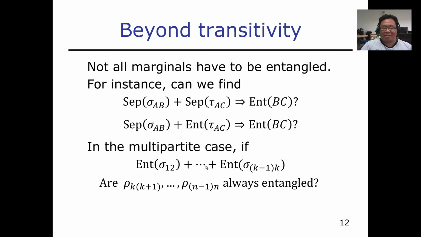Now, if we go beyond, then we can ask questions where the marginals are not all entangled. For instance, I could choose sigma AB that's separable and tau AC that's entangled, and then ask, will the BC marginal always be entangled? Or if you have n parties, you can specify the state of certain pairs, and then ask, are the other pairs going to be entangled?